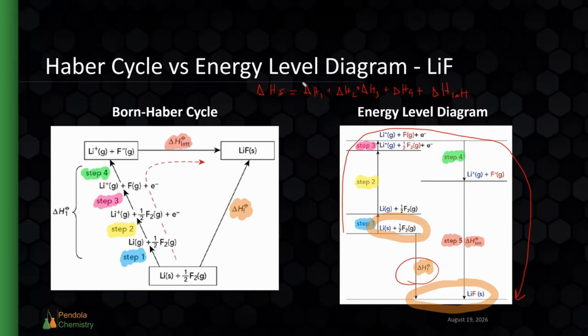Now we can condense all of this. All of these are what we called earlier delta H1. So we can condense this to just being delta HF is equal to delta H1 plus delta H lattice. Which means that delta H lattice is equal to delta HF minus delta H1, which is the same equation that we saw earlier in the PowerPoint when we were looking at just the Hess cycle.